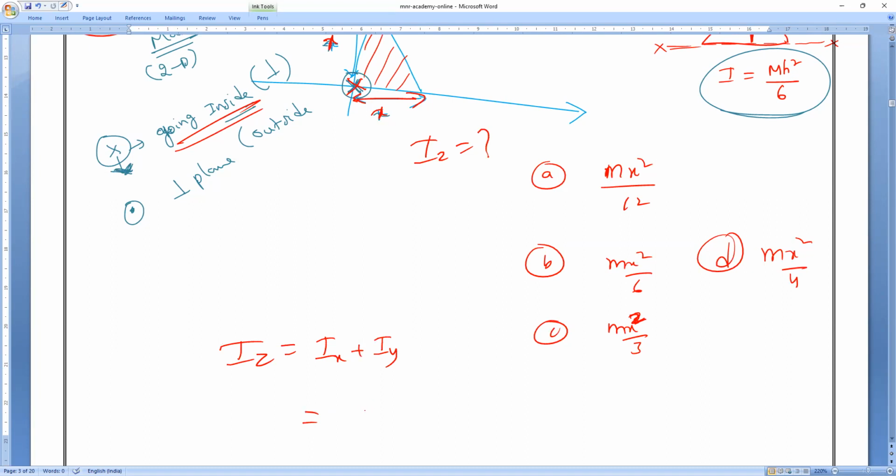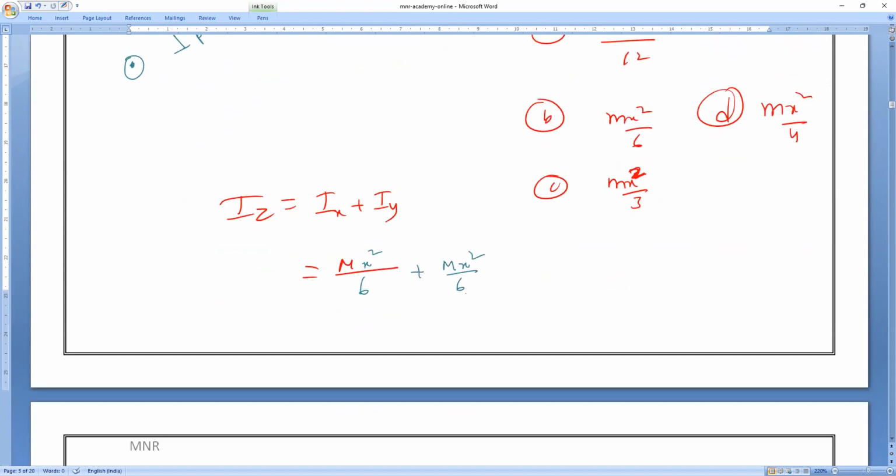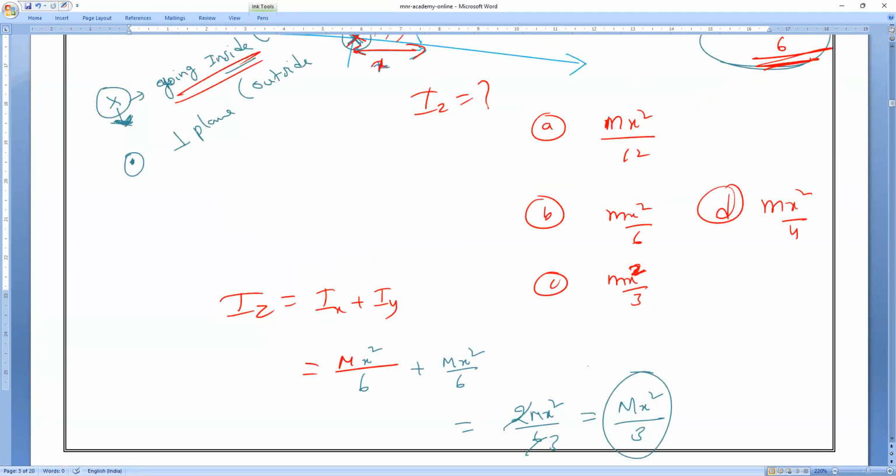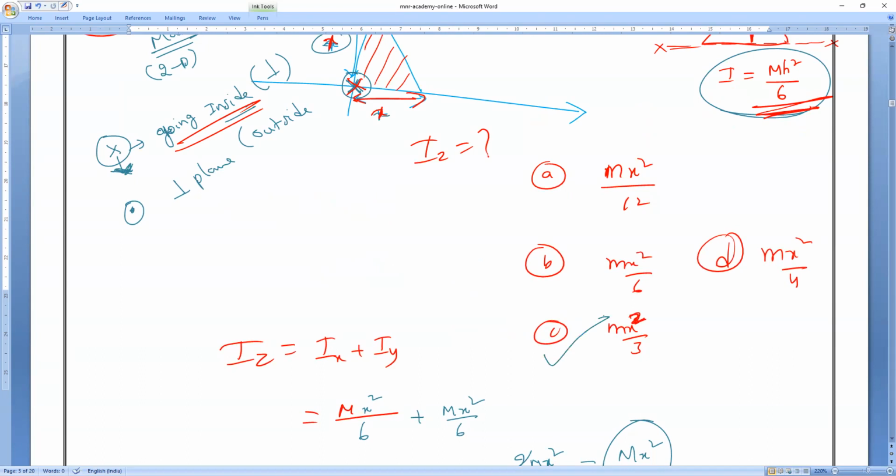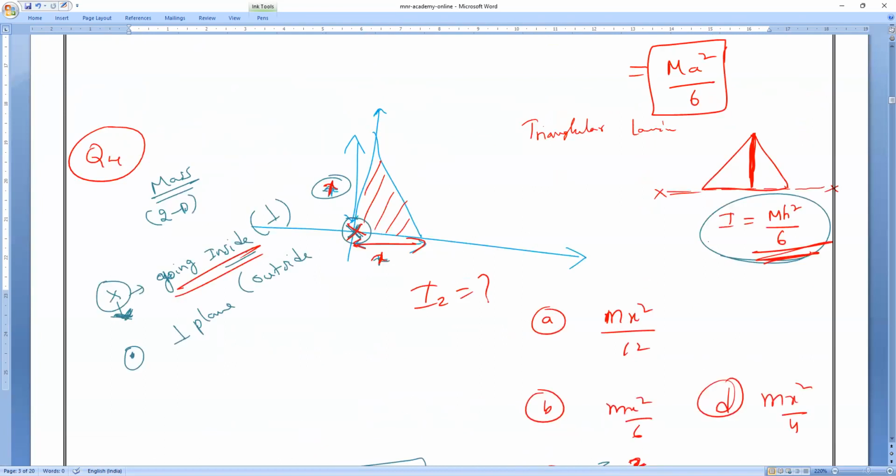Please respond. What will happen? You all know that the x rotation and y rotation are the same distance, so the same height. So what will happen? M h square by h means x here. Clear? Yes, height is x. So mx square by 6 plus mx square by 6 for the y-axis. So what will be the answer? Everybody, 2mx square by 6, which is mx square by 3. Please solve. If you are solving, it is easy. If you are not, it is not. You have to work very carefully.